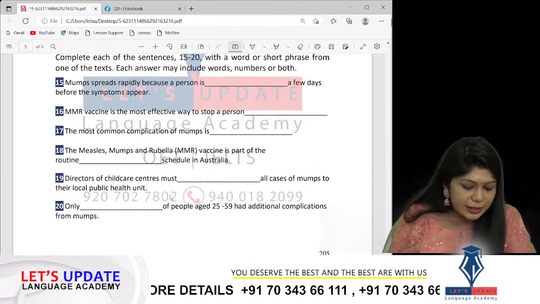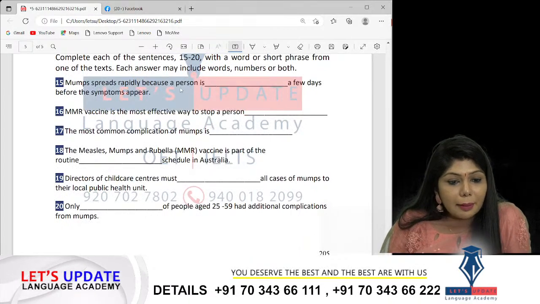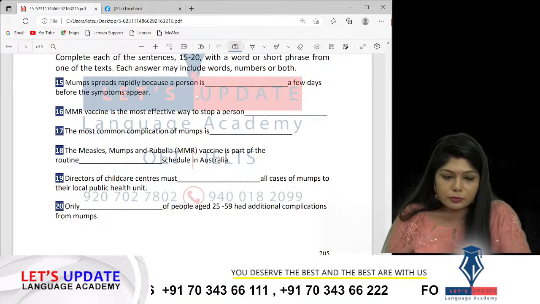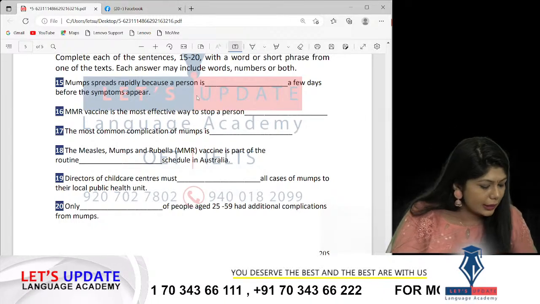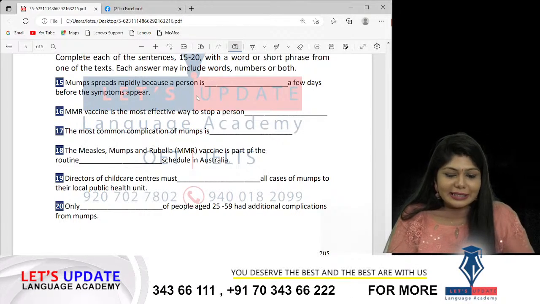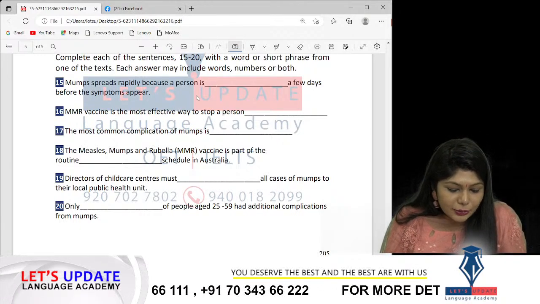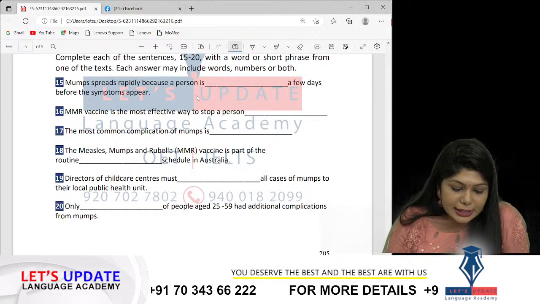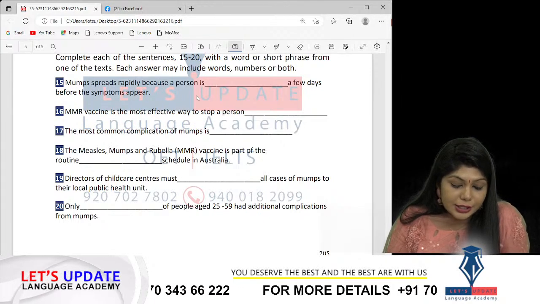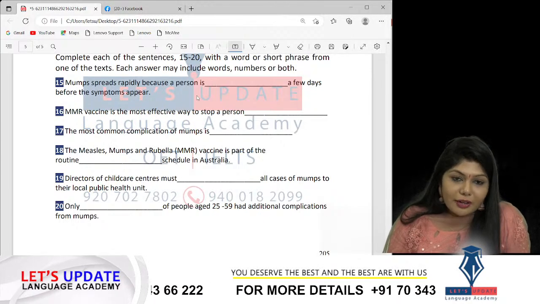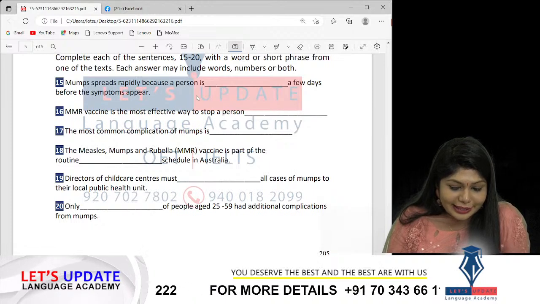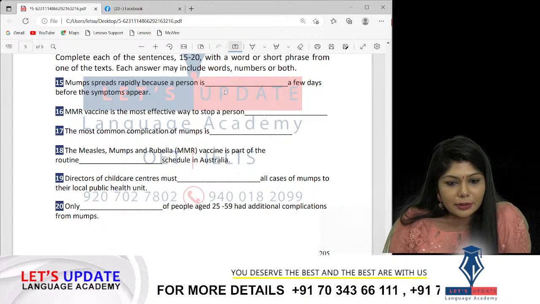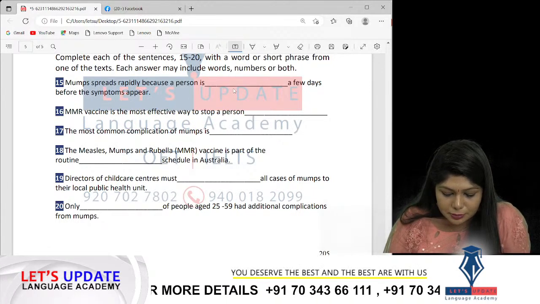Okay, moving to the next question, question number 15. Mumps spreads rapidly because a person is dash a few days before the symptoms appear. What do you think the answer is? So, yes, I can see a lot of correct answers coming in for the previous question. Twinkle Matthew has replied the correct answer, Anjali Maharzan, Sanesse, Ria Jibin. You have all answered correctly. Congrats. So, moving to the next question: mumps spreads rapidly because a person is dash a few days before the symptoms appear.